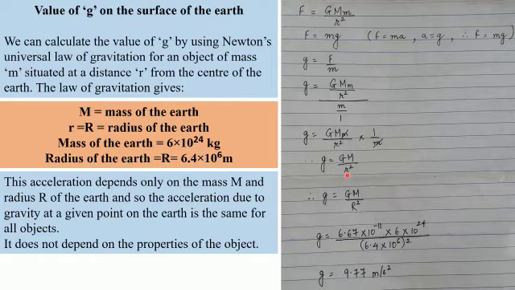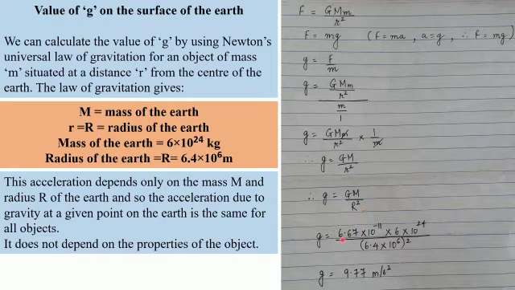Similarly, the height at which the object is present on the surface of the earth is also very small as compared to the radius of the earth, that is from the center of the earth. And hence we ignore that and we consider this distance to be equal to the radius of the earth. So the formula that we get for acceleration due to gravity is GM upon R square.